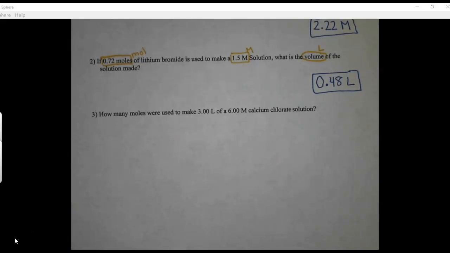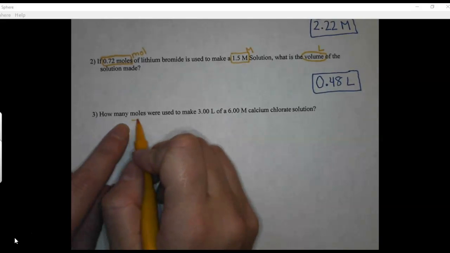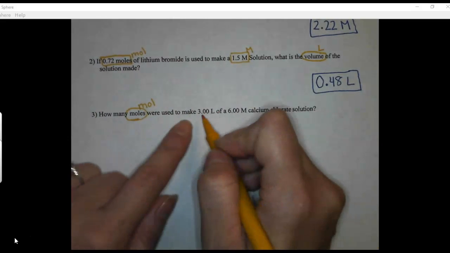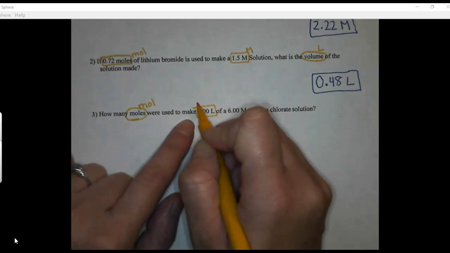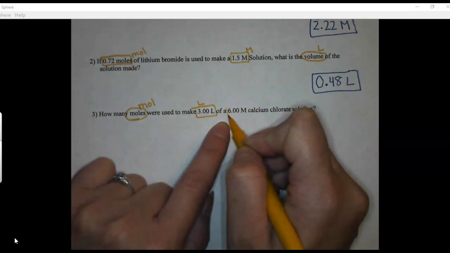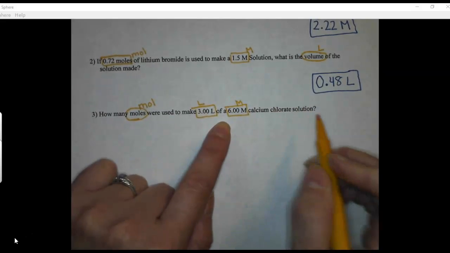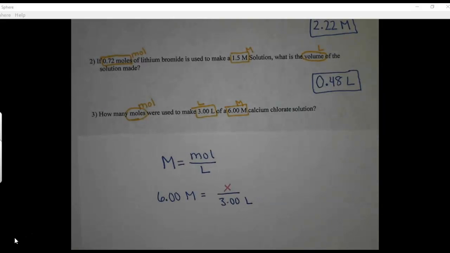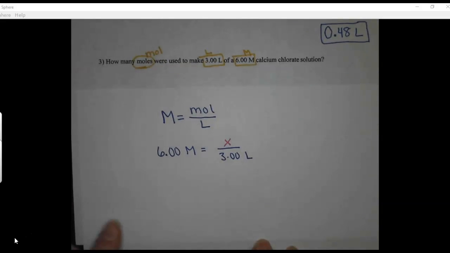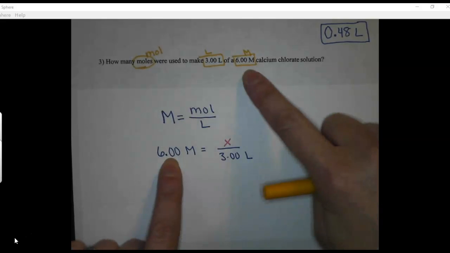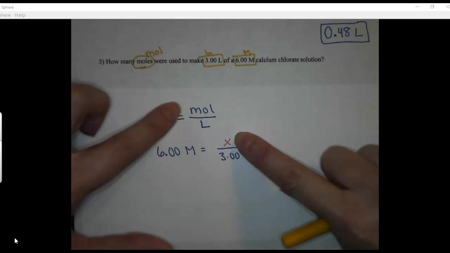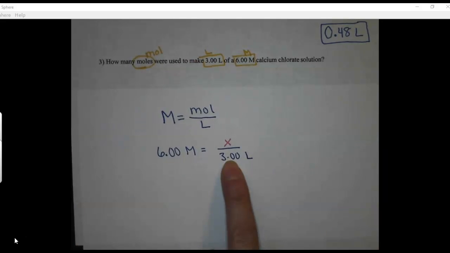I'm going to box and circle. How many moles? That's what they're asking me. That's my unknown. I'm solving for mole. Were used to make a 3.00 liter solution of a 6.0 molar concentration. So there's my capital M, calcium chlorate solution. Okay. So again, I'm going to take those numbers and plug them in right here, so I have a little bit more room to show you my work. Okay, where I said I'm given molarity, so I plug that in for M. I'm not given moles, so I plugged X in on top. And I was given volume, so I plugged that in on the bottom.